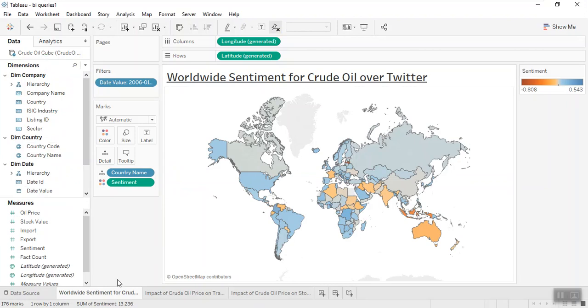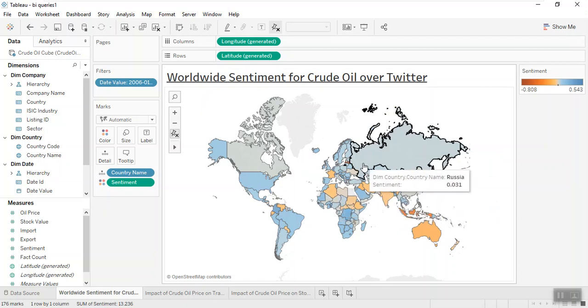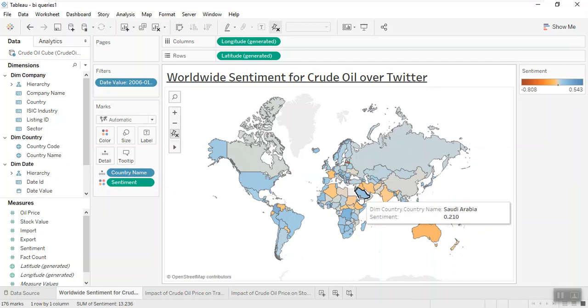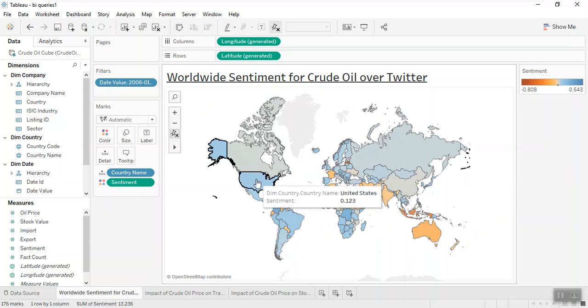Those are as follows. My first BI query is worldwide sentiments for crude oil price. That is, how are the sentiments worldwide on social media? So we can see that the countries like India and Algeria, who are major importers of crude oil, have negative sentiments for it, whereas the major exporters like Russia and Saudi Arabia have positive sentiments. However, note that countries like Venezuela and Islamic Republic of Iran, even being exporters of oil, are having negative sentiments. This is majorly because of recent sanctions applied by the United States.